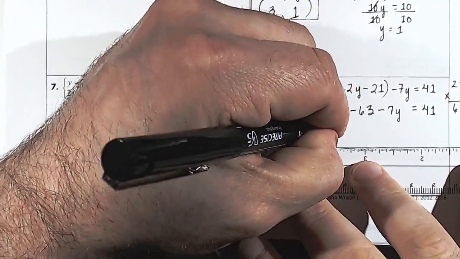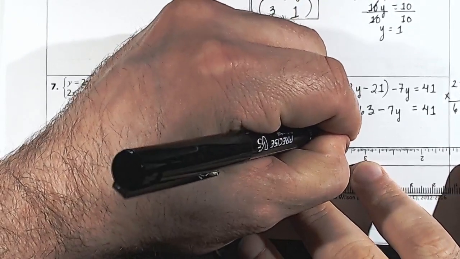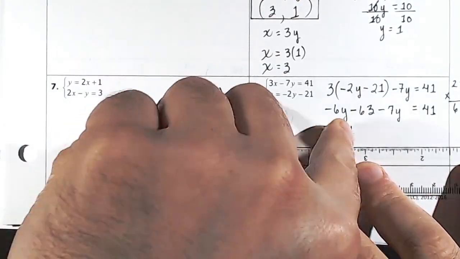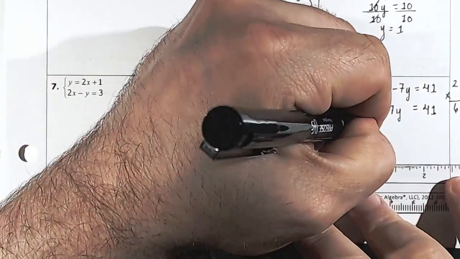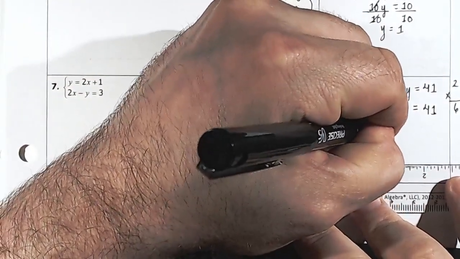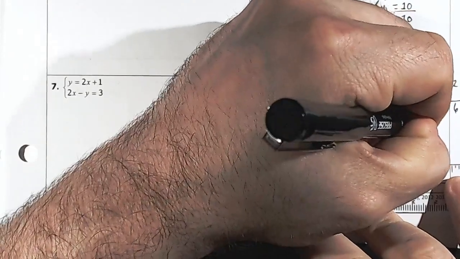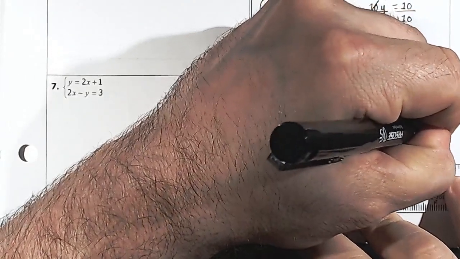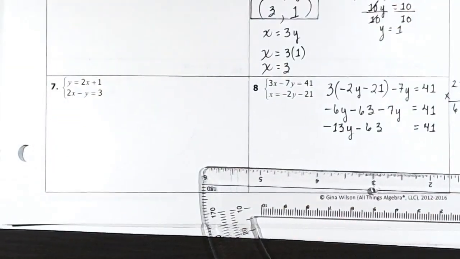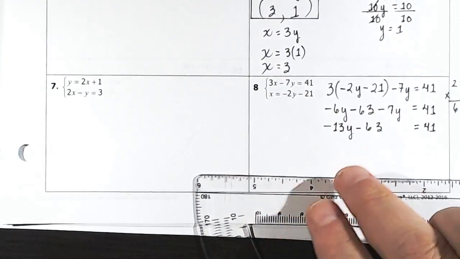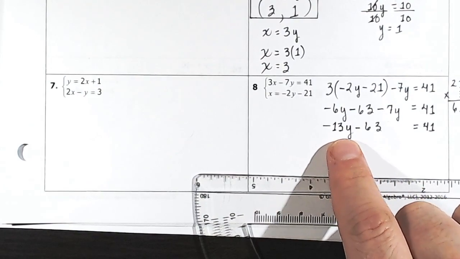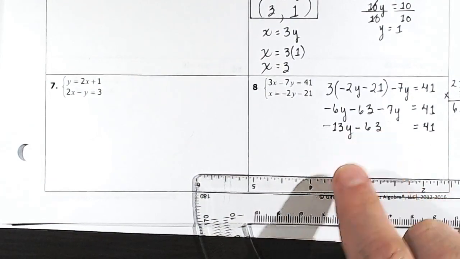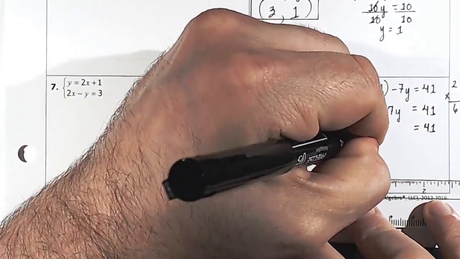Okay, so this is negative 13y minus 63, because we didn't do anything with the negative 63, it just comes down, minus 63. And then equals 41. That didn't change. Okay. So now it's simpler, right? It's getting simpler and simpler. Now before we can do anything with this negative 13y, we've got to get rid of this negative 63. So we'll add 63 to both sides.